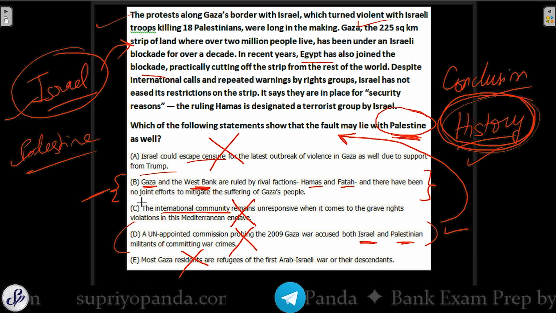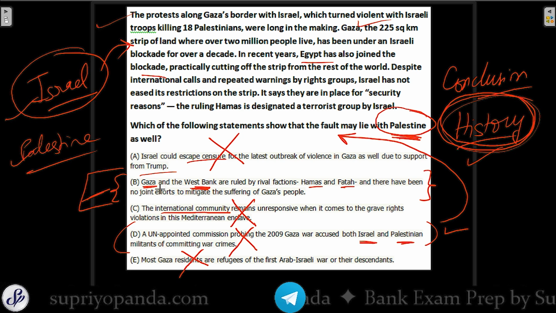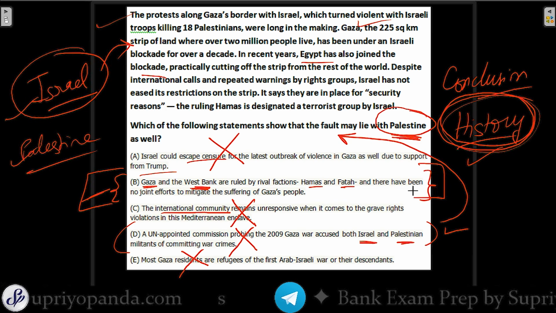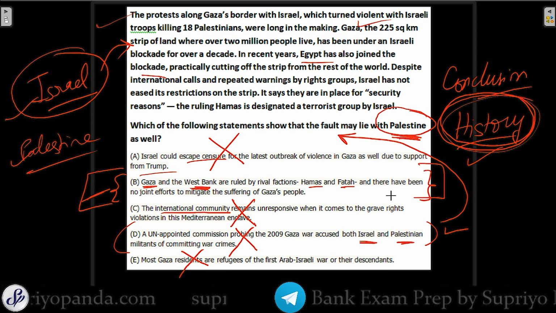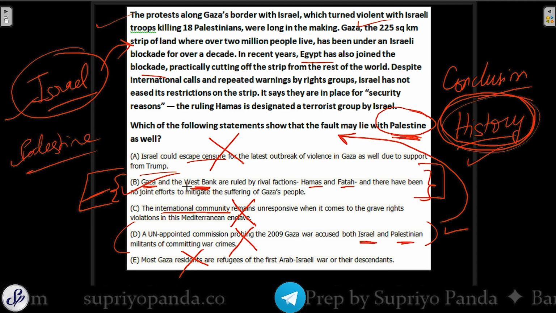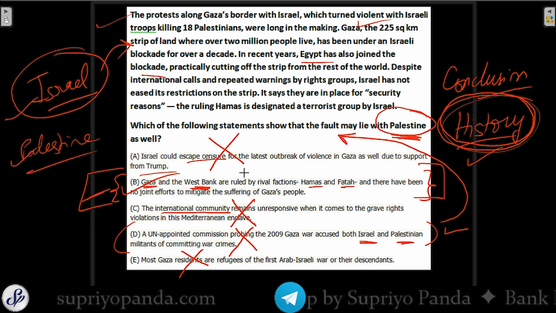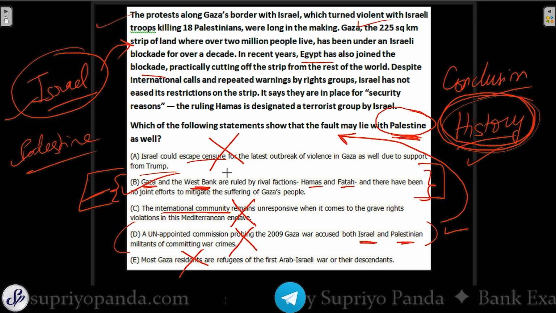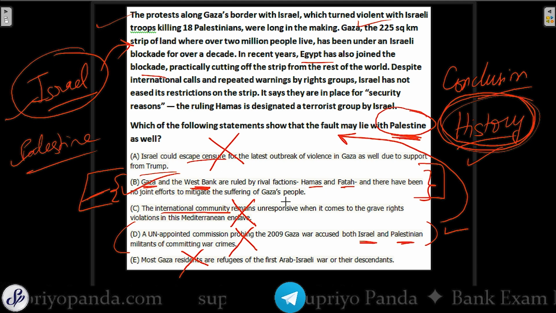The only thing that remains is option B. So even if you know the history or you don't know, you are going to choose option B, and that is your correct answer. So this is how you are going to eliminate the options and then arrive at the final right answer. Let's move to the next question.